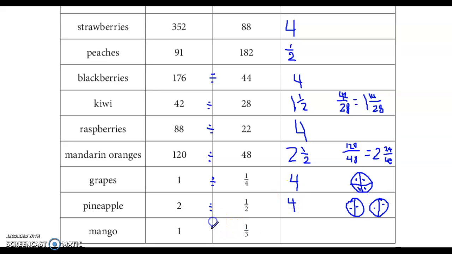And then last, 1 divided by 1/3. I'm going to draw a whole 1, and I'm going to divide it into thirds. And then I'm going to count how many pieces I have. So I have 1, 2, and 3. So my final answer is 3.